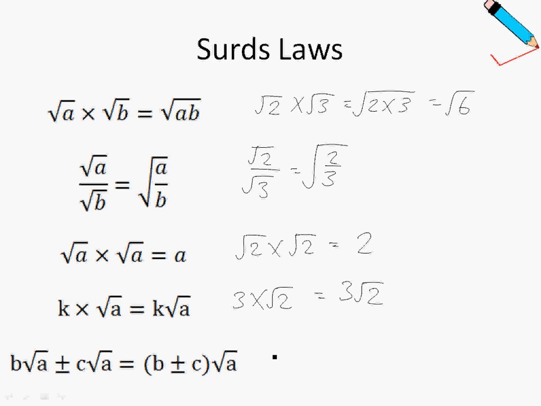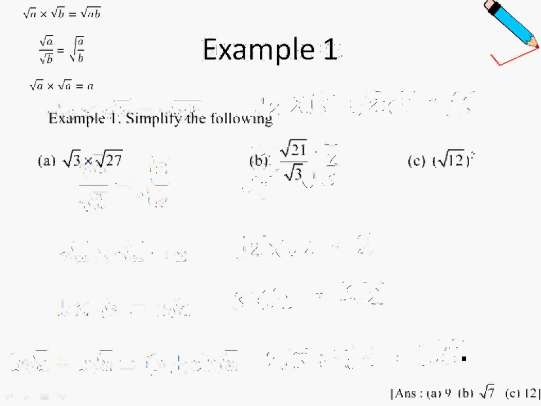And finally, okay, just a simple example, let's say I have 2 root 5 plus 4 root 5, for example, and I'll just get 2 plus 4, which gives me 6 root 5. Okay, so I hope that sort of summarizes the 5 laws of Surds. Please copy this down because we will be using them in the next few examples.